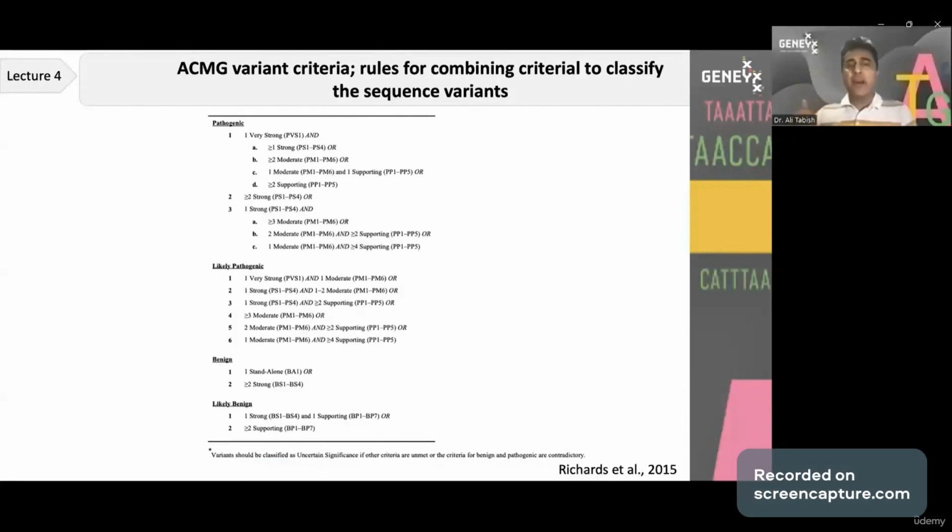And then comes the benign, like standalone. If the variant has more than 5% frequency in the healthy population, we can apply BA1. And then for strong criteria on the benign side, we can apply BS1 or BS4. If there are 2 strong criteria, like BS1 and then BS2, it will lead to a benign classification. And then similarly, we can combine different rules to get a likely benign classification.